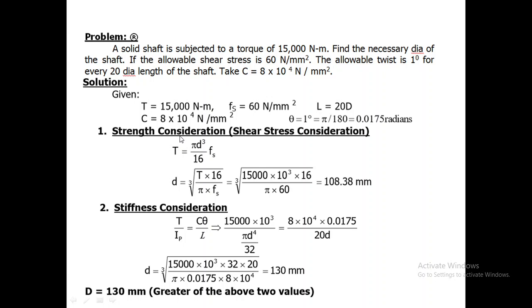Based on the strength consideration, the diameter is obtained, and also based on the stiffness, the angle of twist, you can calculate the diameter of the shaft. So when you calculate the diameter of the shaft, you have to consider both the strength, shear stress, as well as the stiffness of the material. When you do that, you get two diameters, one based on strength and the other based on stiffness. Whichever is greater, that value is taken as the diameter of the shaft.